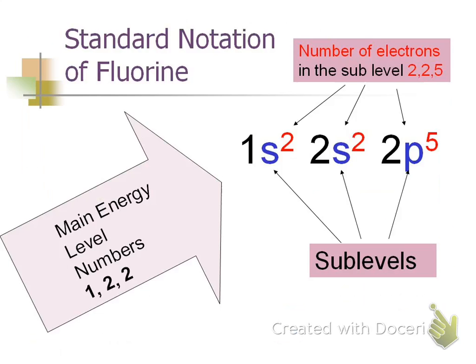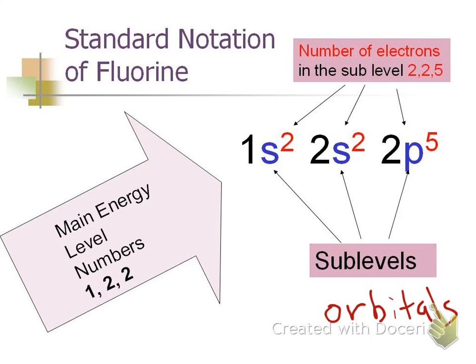Yep, all of them. We're going to talk a little bit about that. So all of this is called standard notation. Okay? The ones are the main energy levels. The orbitals, the sublevels are the orbitals. Orbitals are sublevels. And the little red superscripts, those are the numbers of electrons.